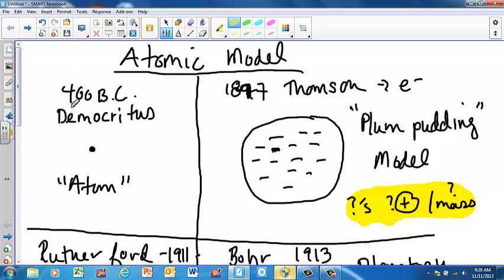If you have any questions, ask me. And hopefully that was helpful in summarizing the development of the atomic model.